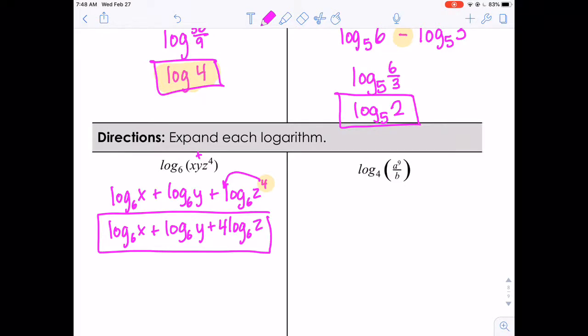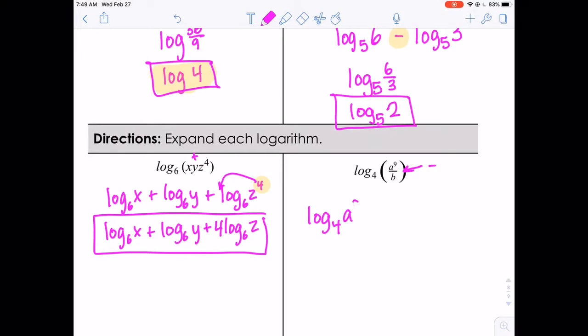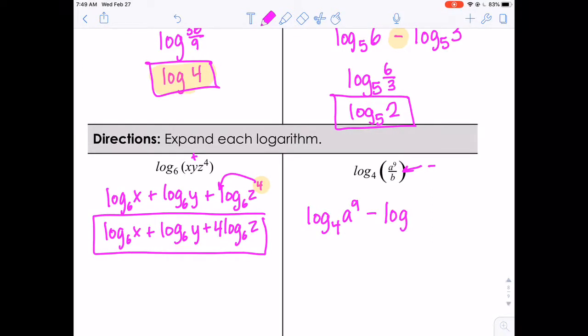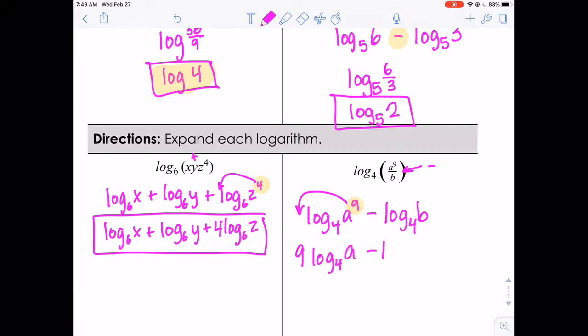For this last one, I see division, so I know division means subtraction. Log base 4 of a to the 9th minus log base 4 of b. And then the 9 moves out in front, so it would be 9 log base 4 of a minus log base 4 of b.